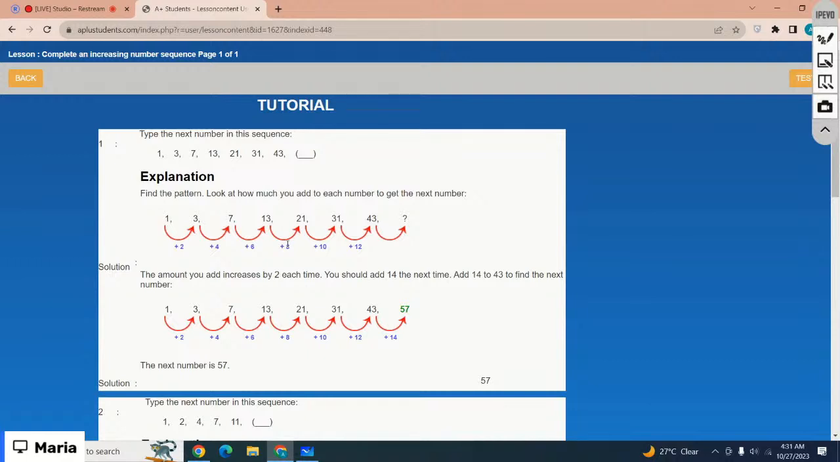So that means for the next one it will be 14. The last one it is 12. You can see here the last one is 12, right? Now you have to add 14 for the next number. So 43 plus 14 is 57. That means the missing number is 57.